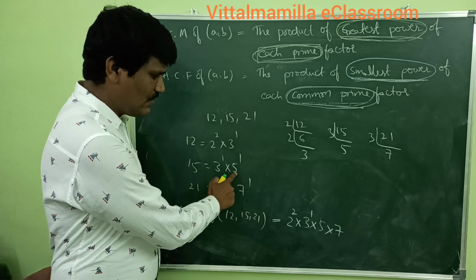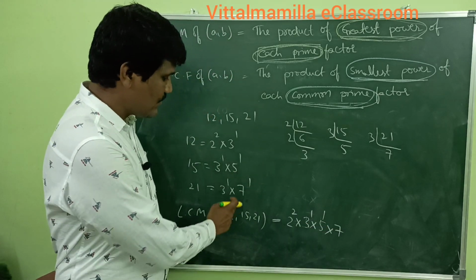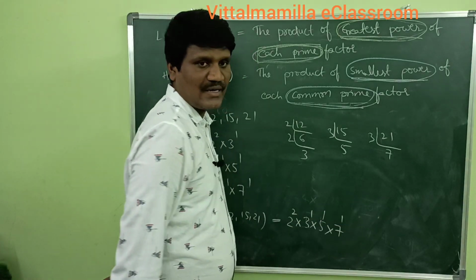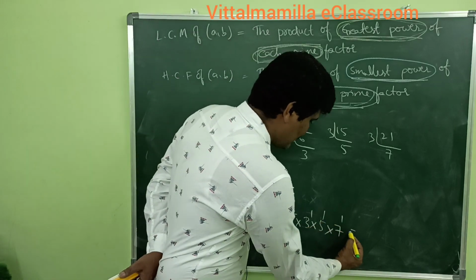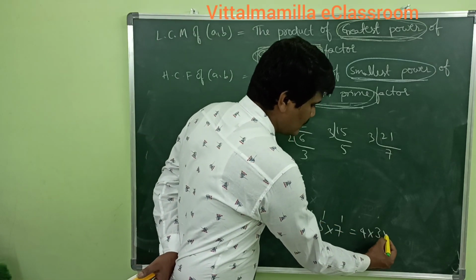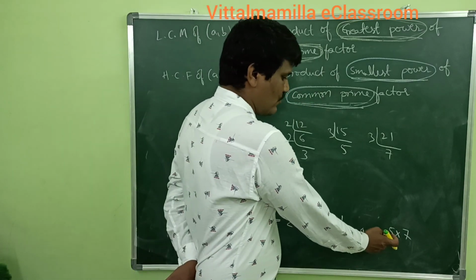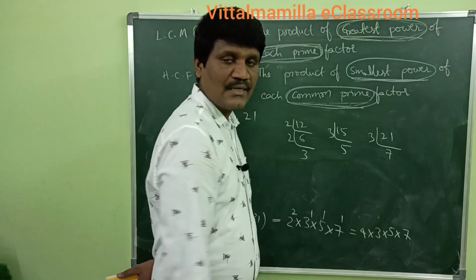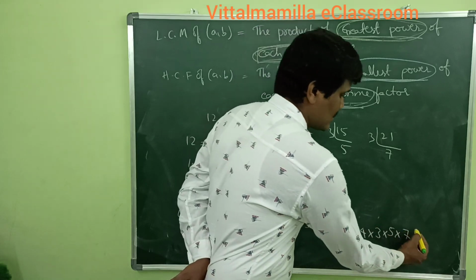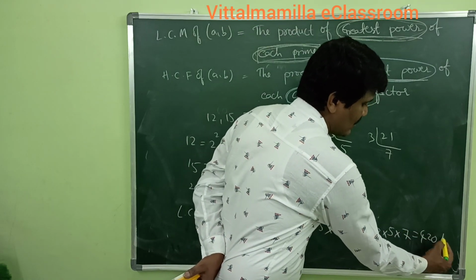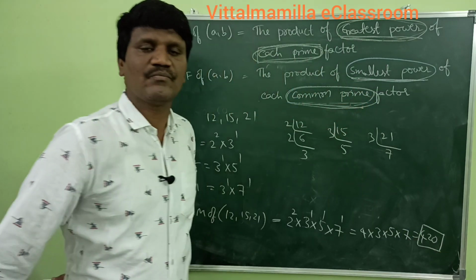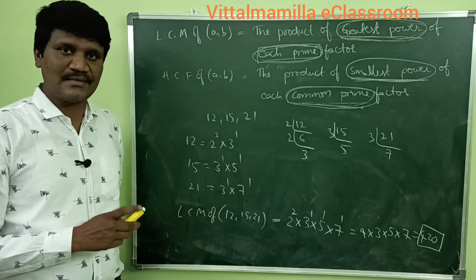For 5, only 1 is there, that one. 7 is also only 1, I am writing the same thing. So if you multiply 4 into 3 into 5 into 7, 5 3s are 15, 15 4s are 60, 60 7s are 420. 420 will be your LCM.